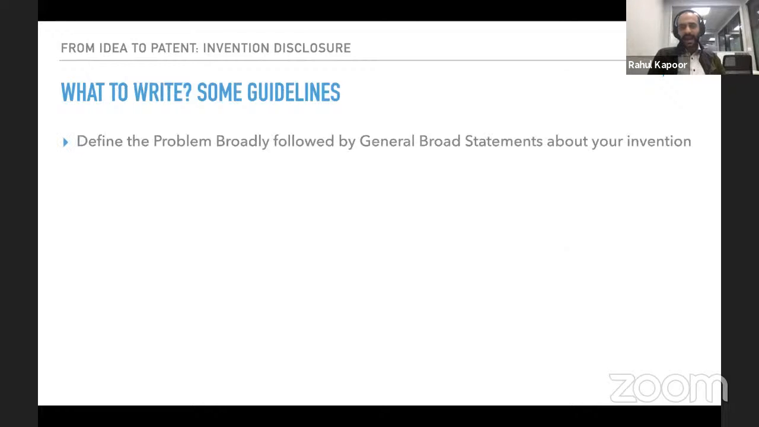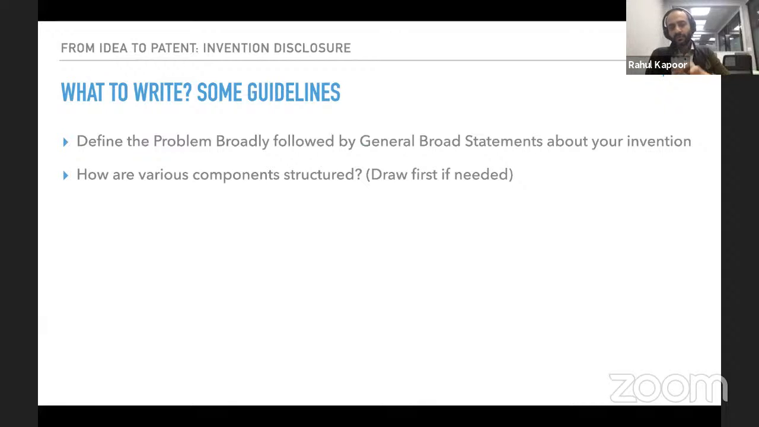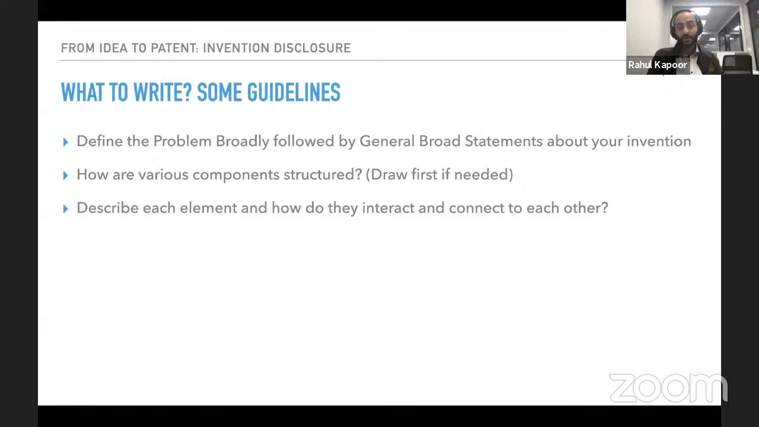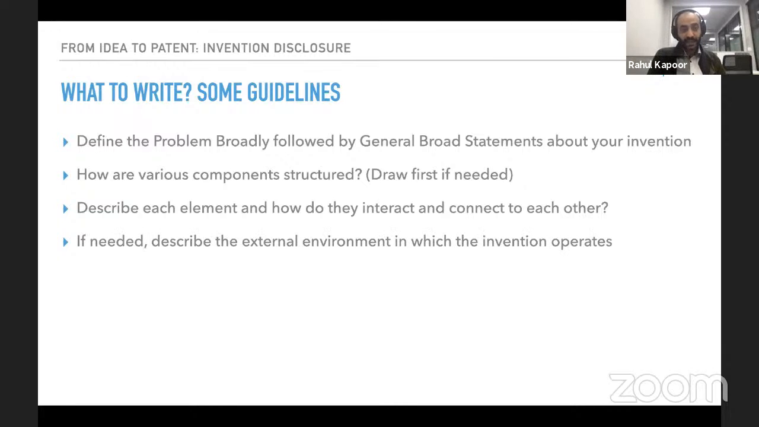To write, I have some guidelines mentioned here. When you're writing, you can broadly define, first of all, what the problem is. You can say how the various components are structured, and you need drawings, of course. The first drawings are usually drawn by the inventors themselves. Drawings are going to be very important. They can differentiate between a good patent and a bad patent, and even your chances of success can depend on how good the drawings or flow charts of different components are. Describe each element and how they interact with each other. And if needed, you can also describe the external environment. You should describe the external environment.